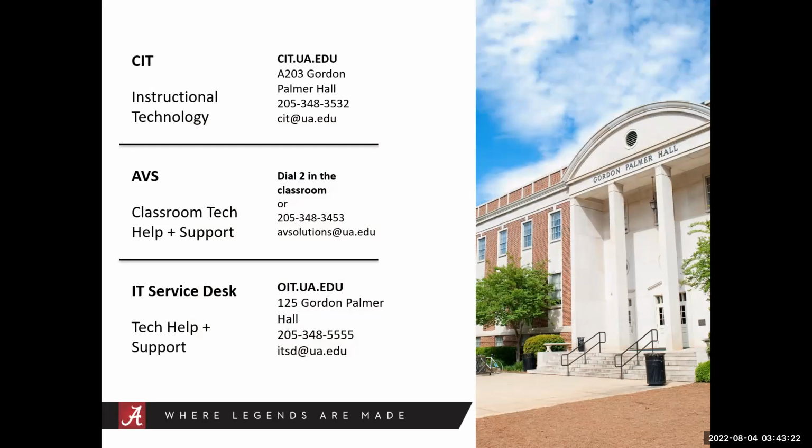I'll close here with a reminder of how you can get in touch with us. The Center for Instructional Technology, or CIT, is located in A203 Gordon Palmer. A203 is on the second floor in the back portion of the building, known as the Annex. Our website address is cit.ua.edu, and there you'll find information about us and the technologies we support.